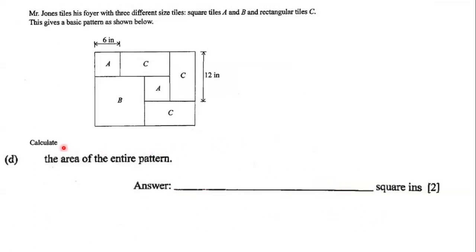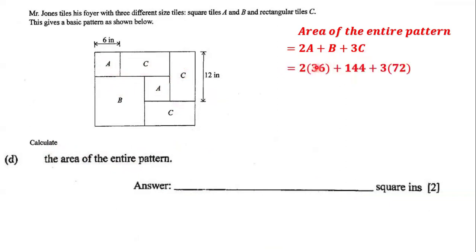Next, the question states that they want us to calculate the area of the entire pattern. And so we know that the entire pattern is made up of 2 A's. It's made up of one B tile, and it's made up of 1, 2, 3 C tiles. So 2 A's, 1 B, and 3 C's. What is the area of tile A? That's going to be 36.